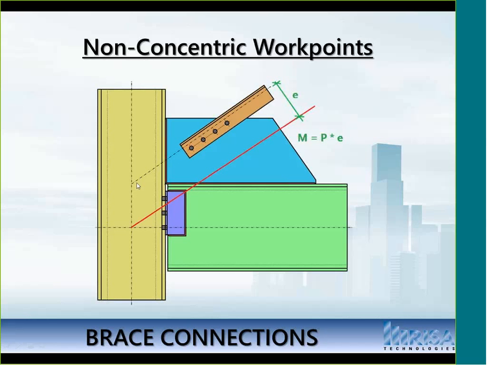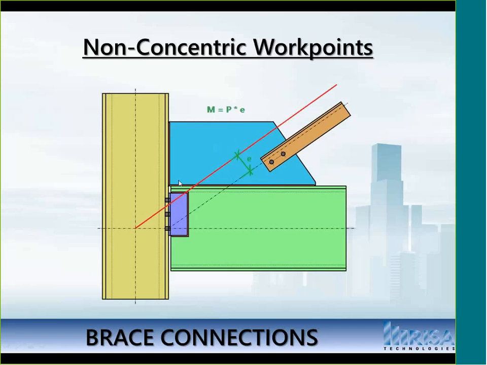This occurs whether or not your work point is coming off of your column or off of the beam as well. So here we've got this brace that comes down, its work point is at the face of the column. It's also going to end up with an eccentricity on it as a result of that. And so that eccentricity will also have an effect on the design.